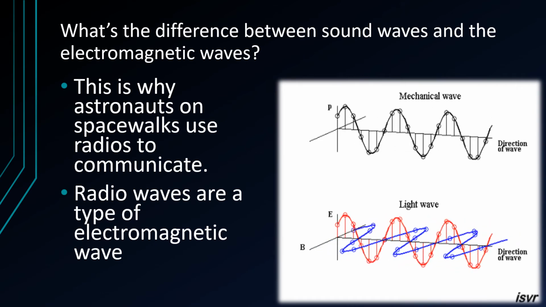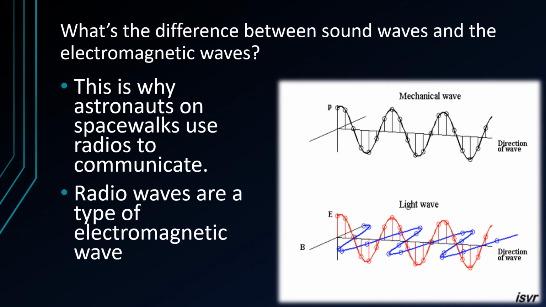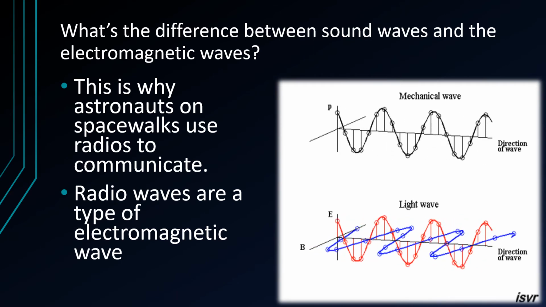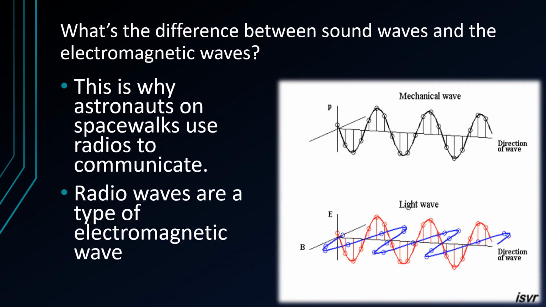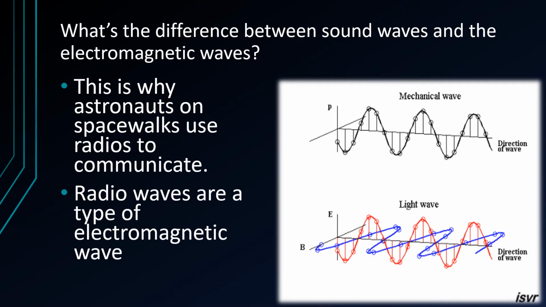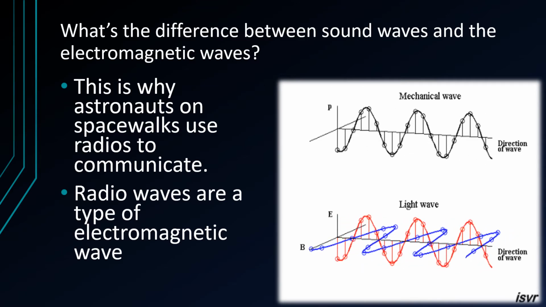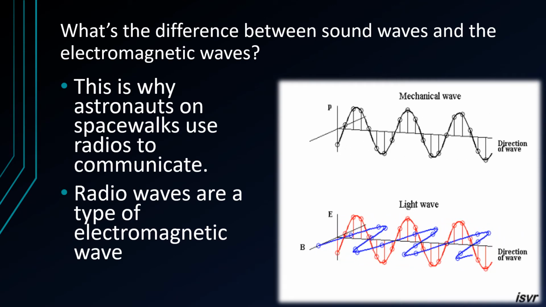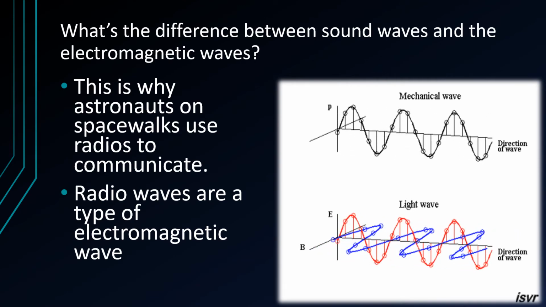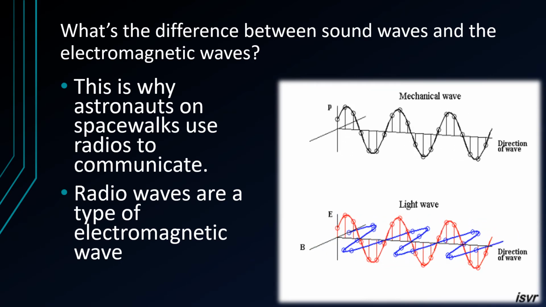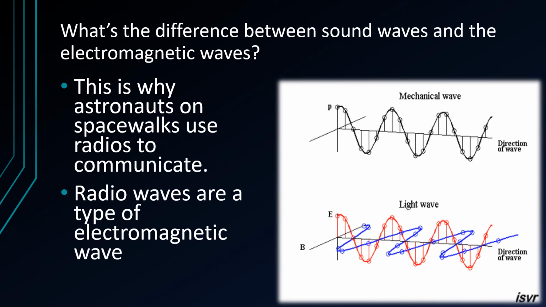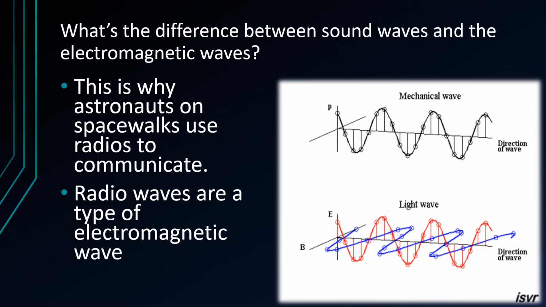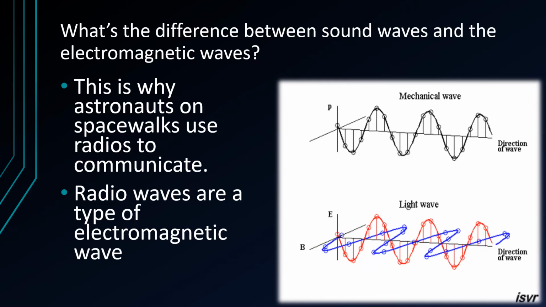So this is why astronauts on spacewalks use radios to communicate. They can't yell out to one another, but they can use electromagnetic waves, such as radio waves. So radio waves are a type of electromagnetic wave, and so they use those to communicate back and forth. And since those signals are being sent at the speed of light, there's basically no delay. And so they get their message across very quickly. Very efficient for space travel.